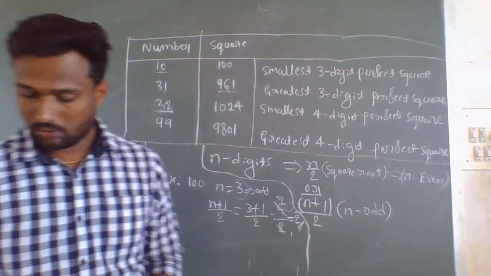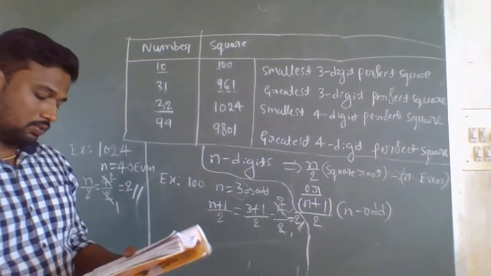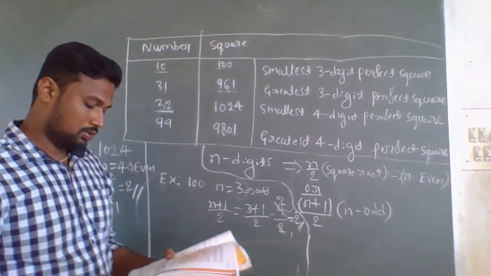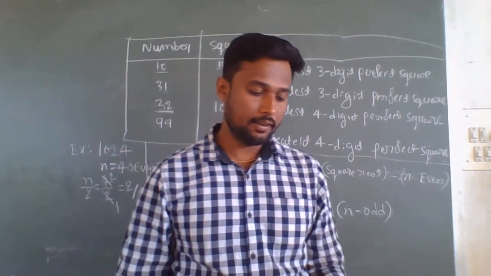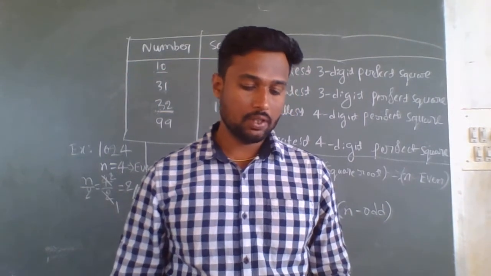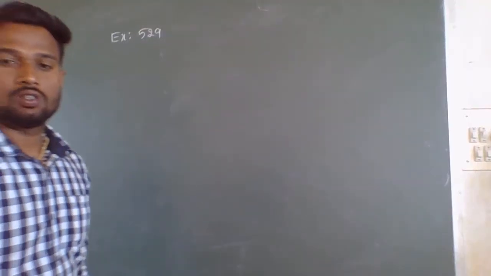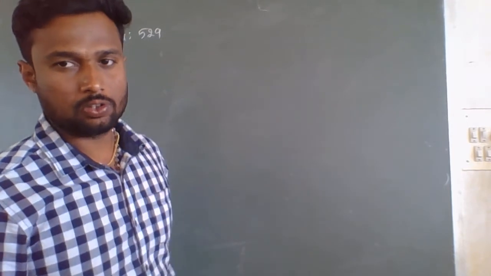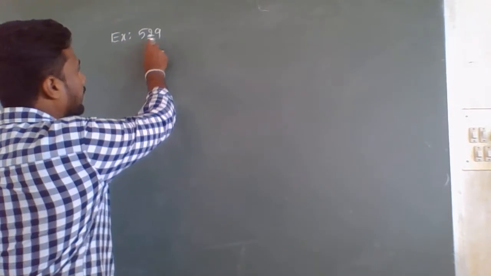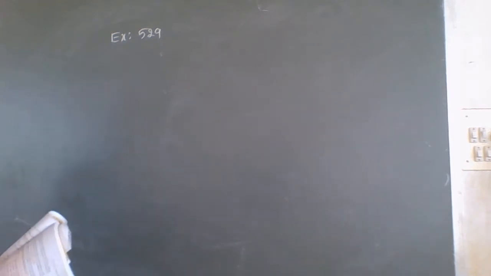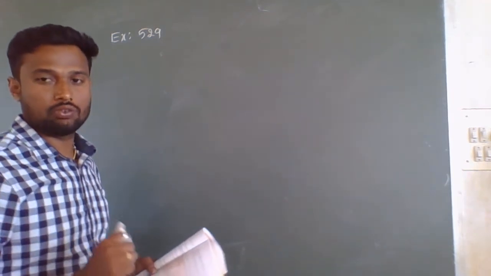So now we will discuss one example. How to calculate square root by using the division method. Here we will find out the square root of this number 529 by using the division method.